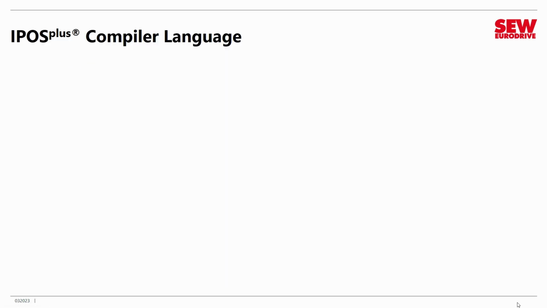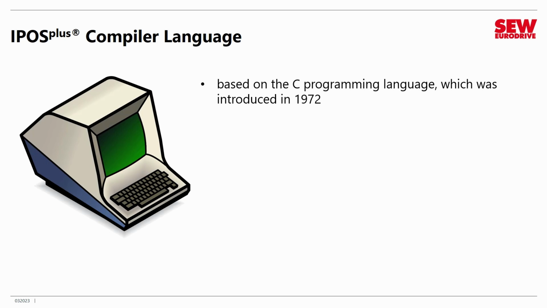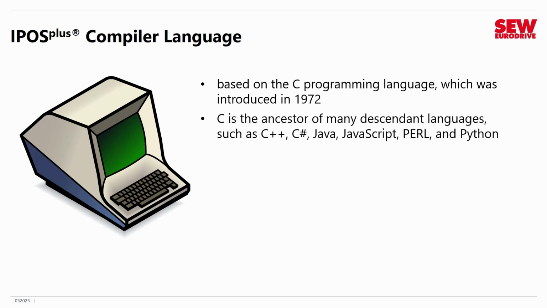All right, the IPOS compiler language. As I said, it's based on the C programming language, which goes back a very long way to 1972. I was just 3 years old when C was created. C has been around a long time, but it's had great endurance because it's a very popular and effective language, and it's been the basis of many other languages. It's the ancestor of languages like C++, C#, Java, JavaScript, Perl, and Python. So chances are, if you've done any amount of programming, you've encountered a C derivative language at least.